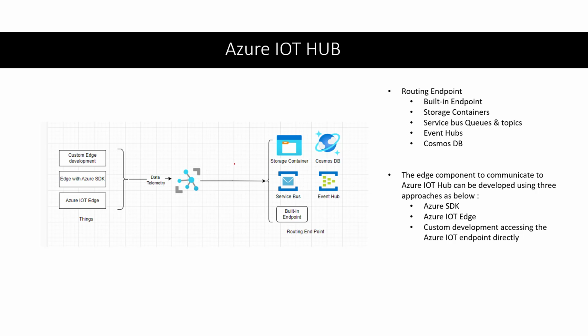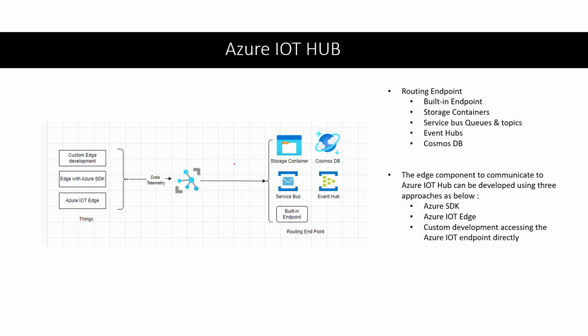And then you can route it to a storage container, which is the Azure storage platform. And then you could send it to a Cosmos DB. You could send it to a service bus, to both queues and topics of a service bus. And then you could also send it into an event hub. So these are the 5 routing places where you could send the telemetry information to.